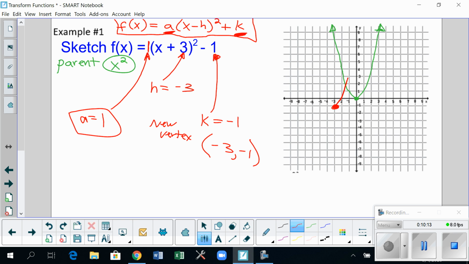Now, I don't expect this to be perfect, but I'm going to draw roughly the same steepness as my parent function. What's different, though, is that my original parabola here in green, my parent function, has been transformed 3 spaces to the left and 1 space down. That's why its new vertex is right here.